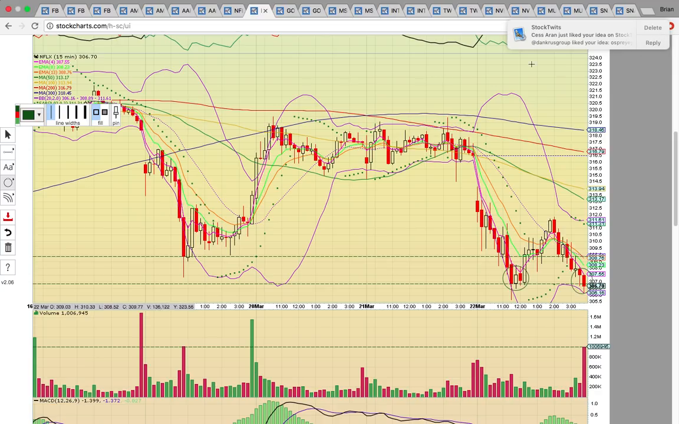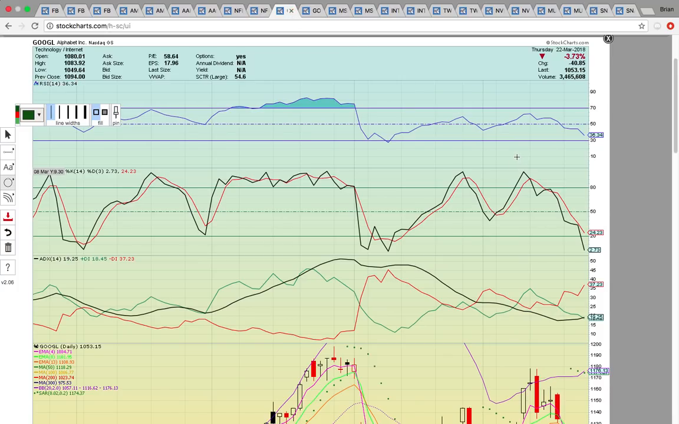So I think you probably have a combination of people that had to exit. You probably had some margin calls going into the close, and then you've got people that are trying to play the bounce. Okay, let's look at Google here.